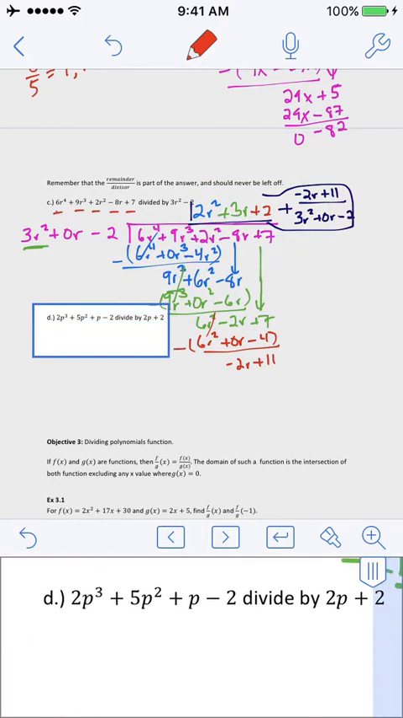Go ahead and try out this last problem on your own. Watch out for things like missing zeros or missing exponents. Watch out for things like remainders. Make sure you're subtracting. Give it a good, nice college try. And then we'll come back in a second. We'll do it all together.